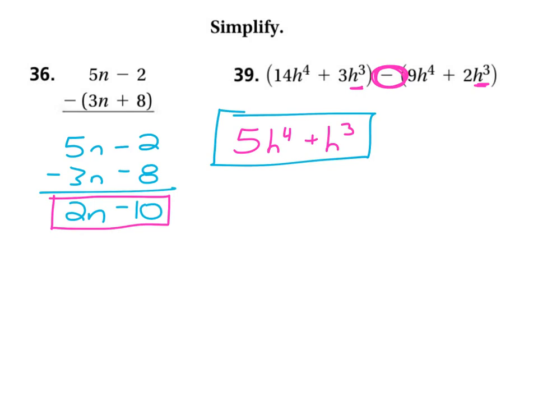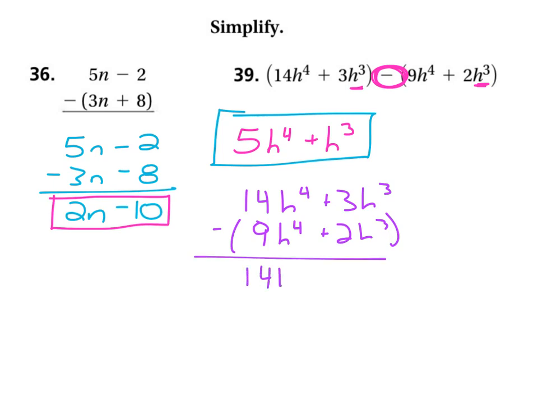And if you wanted to, actually, for this last one, you could write 14h to the fourth plus 3h cubed and stack it, and you could say minus parentheses 9h to the fourth plus 2h cubed, and then further rewrite the problem. I mean, you can write whatever you want, whatever helps you, but I like to say, okay, and then we are actually distributing that negative through both of those, so this becomes then a negative 9h to the fourth, and that becomes a negative 2h cubed.